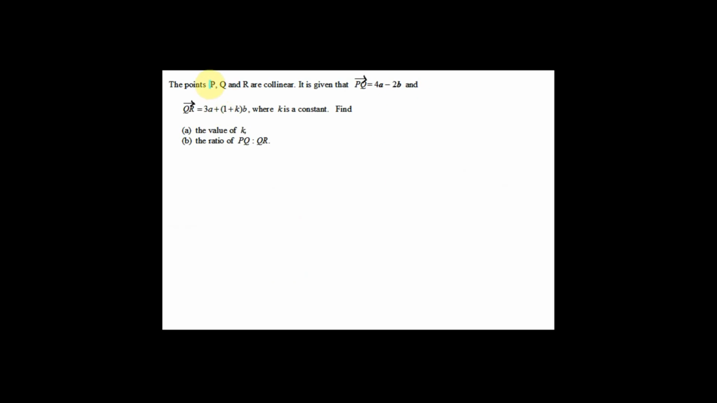The points P, Q, R are collinear. So what does it mean by collinear? It implies that point P, point Q, and R, these 3 points, are located on the same straight line. So it's given that vector PQ equal to 4a minus 2b and vector QR equal to 3a plus 1 plus kb, where k is a constant. Find the value of k.